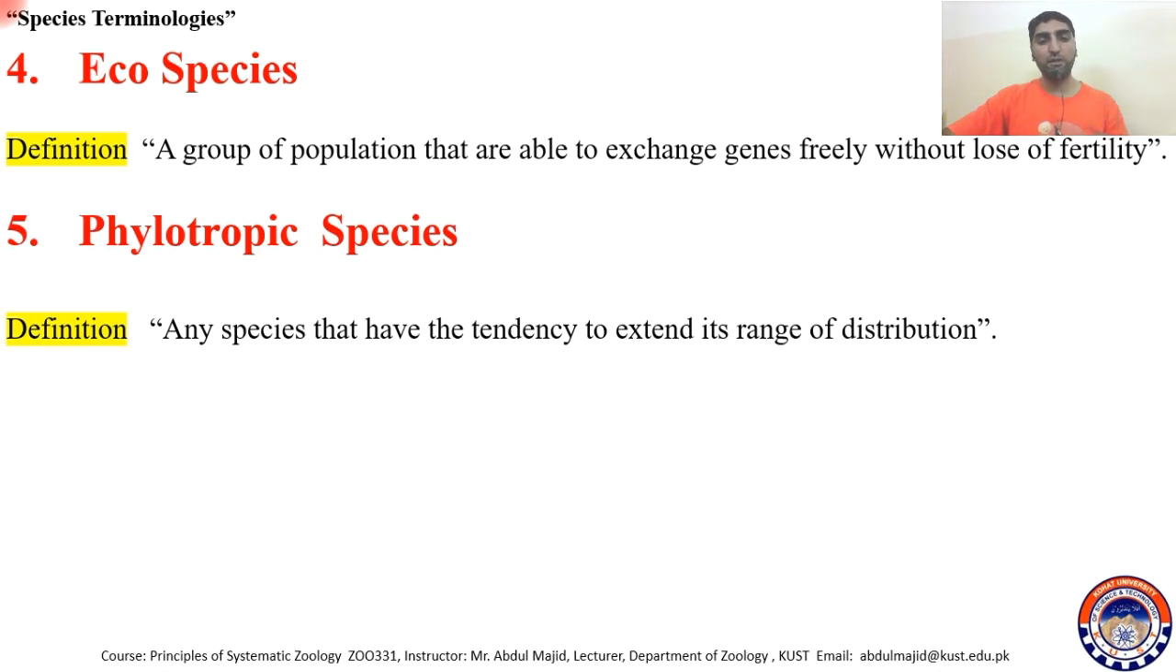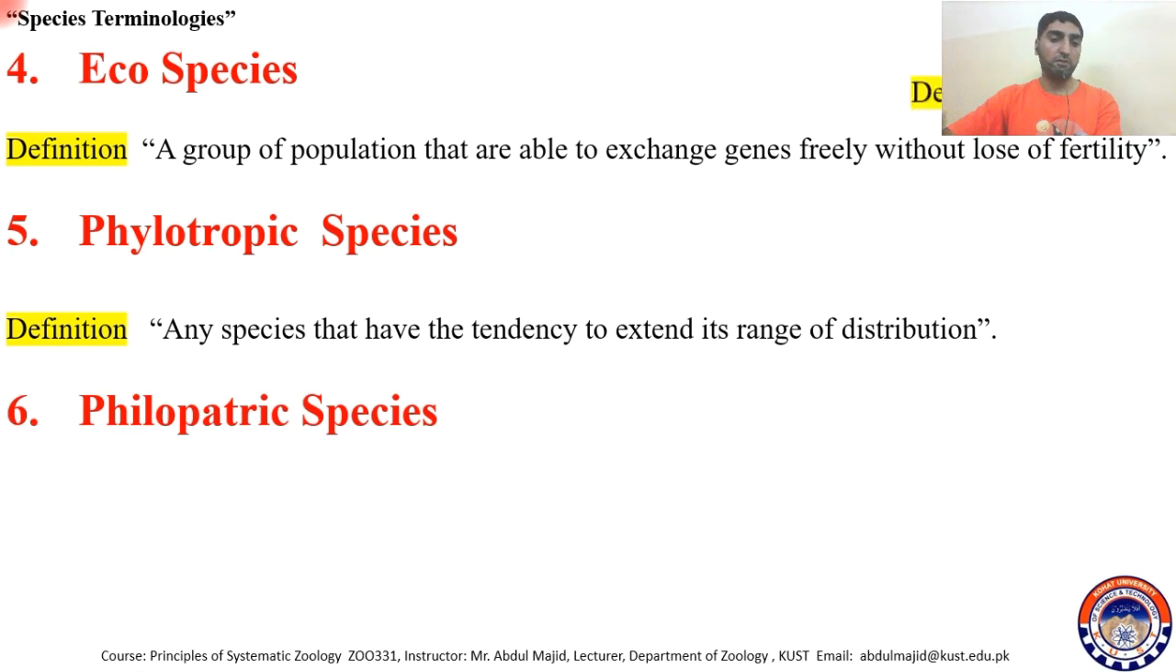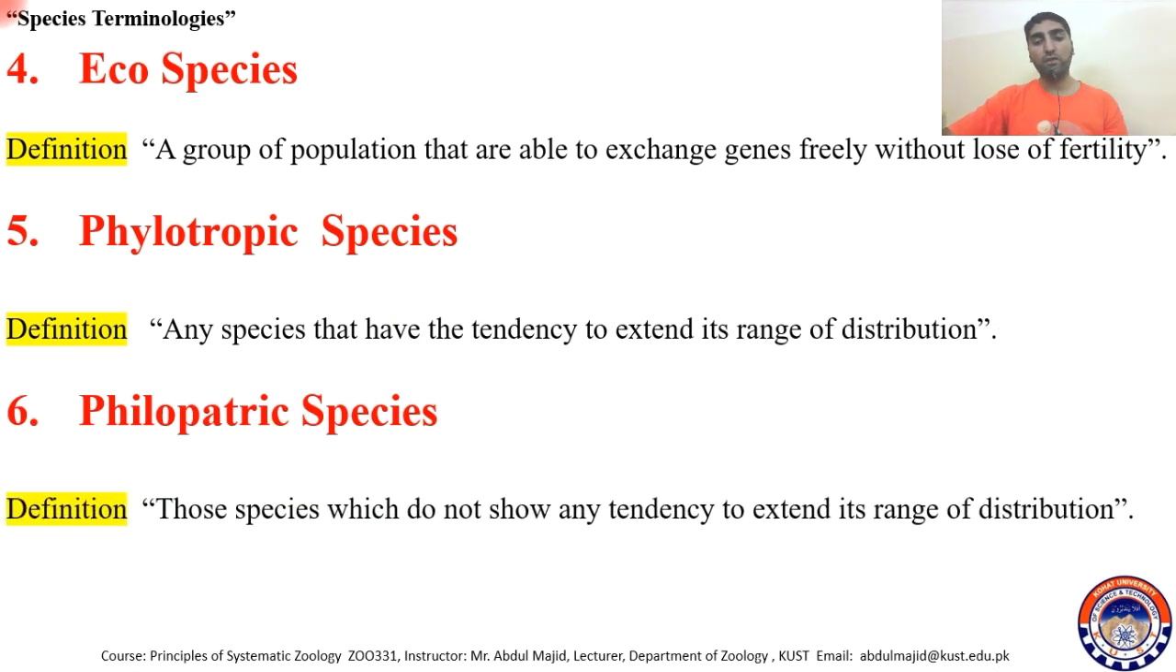So those organisms which have the tendency to extend their range are known as phylotropic species. And the opposite is philopatric species: those species which do not show any tendency to extend their range of distribution. This lack of tendency may be because of their weak locomotory organs, their weak physiological system, or maybe there are barriers. There are many reasons, but those species which have the tendency to extend their range of distribution are known as phylotropic species, and those which do not are known as philopatric species.